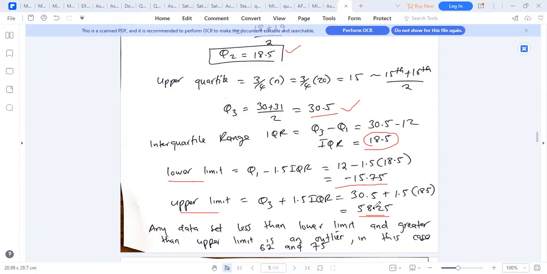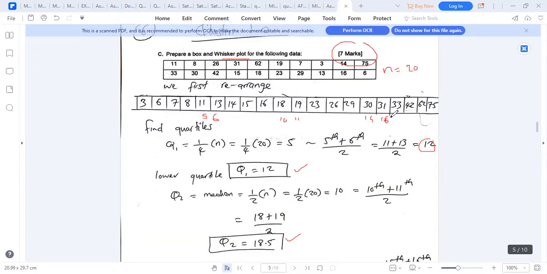So if you look at the range between negative 15.75 and 58.25, you discover that the data will end somewhere here. All these are within range. These are outside range. So we're going to cap now to say this one is our minimum value of X, and this one is our maximum value of X. These two are outliers, not within the range. And our Q1 is 12. Our Q2 is what? 18.5. And our Q3 is what? 30.5.